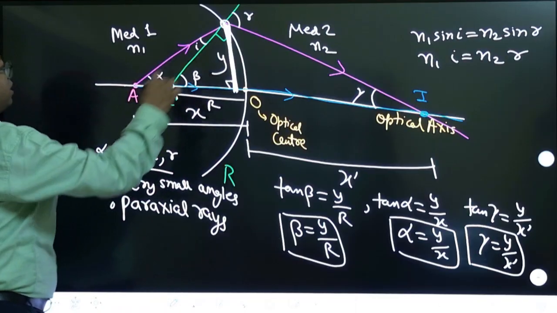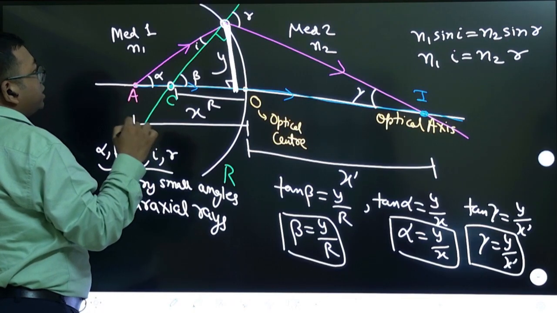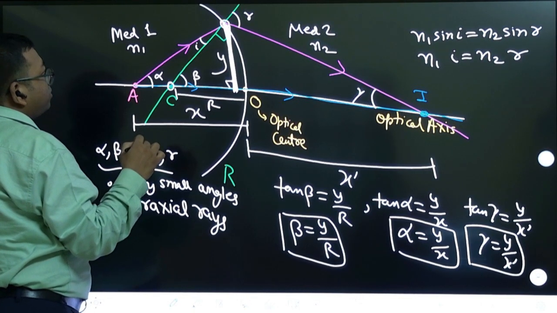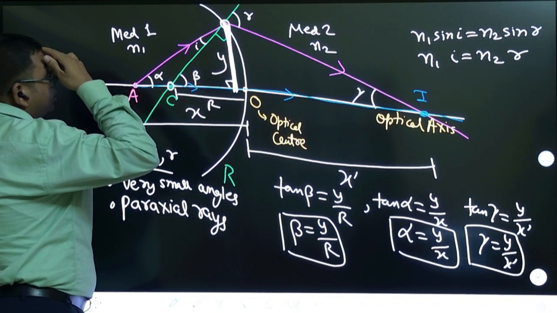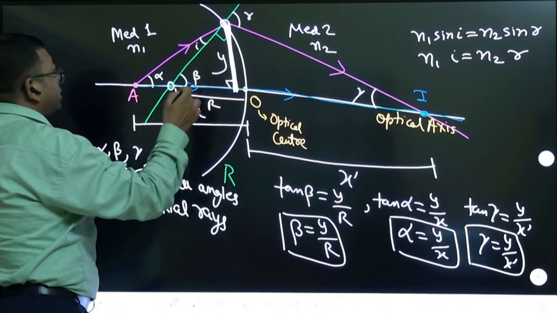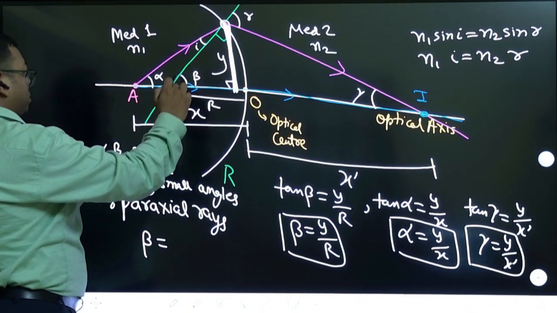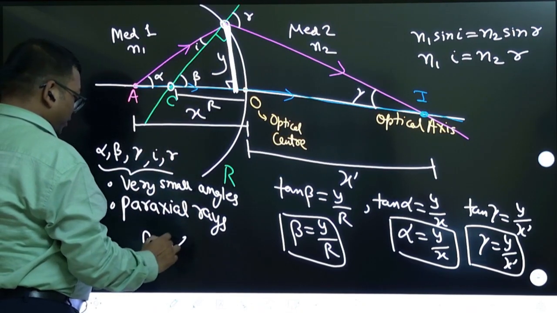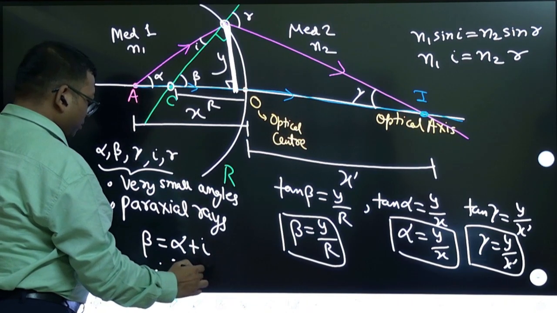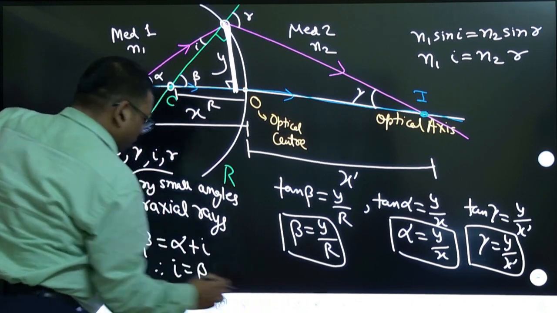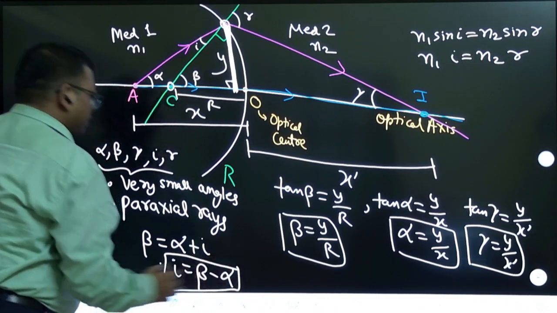I, alpha, beta are related like this. How are they related? We can try to calculate that. That is important. So we can see here that beta is the exterior angle of this triangle. Beta is equal to alpha plus i. So definitely i is equal to beta minus alpha. We got this idea. What is i?